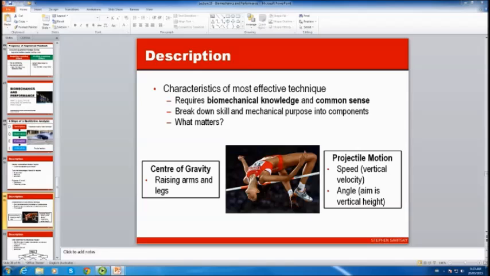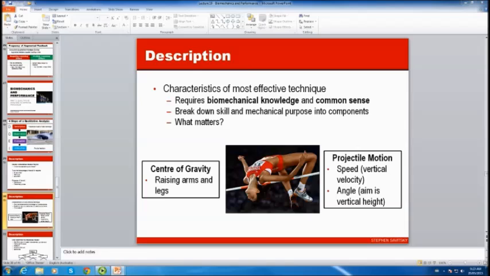They manipulate their center of gravity by moving their arms and legs. Me, as a biomechanist, in that position as a coach, would need to be able to say, I need to manipulate your center of gravity. Can you pull your arms up, move your legs in this position? I need to understand that they're a projectile, and a projectile is affected by three things.